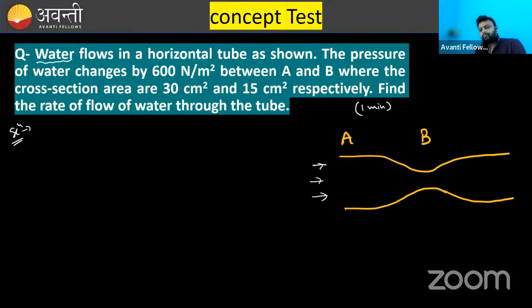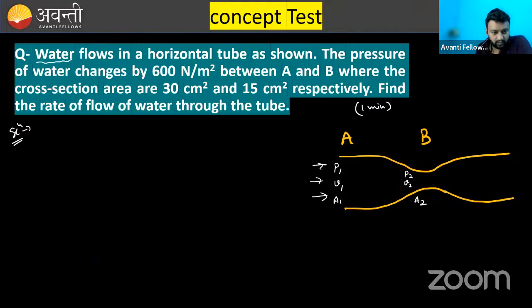Okay, first of all, tell me, at which point will the pressure be more? Let's suppose pressure here is P1, velocity here is V1, area here is A1. This is P2, V2, and A2. So which pressure is more, P1 or P2? Just answer this question.